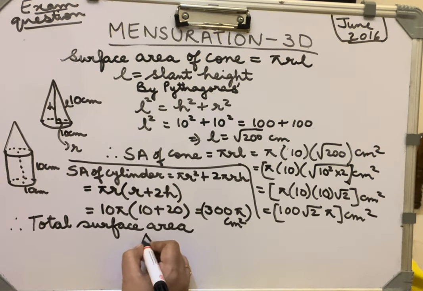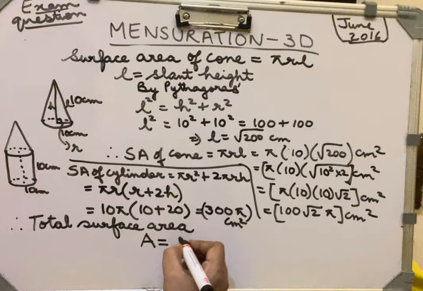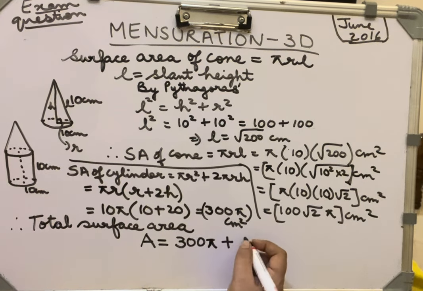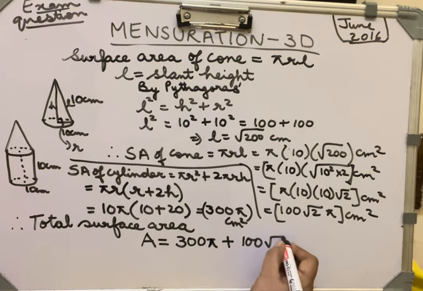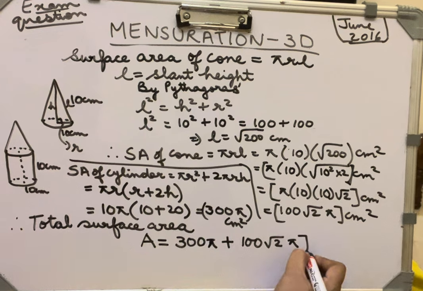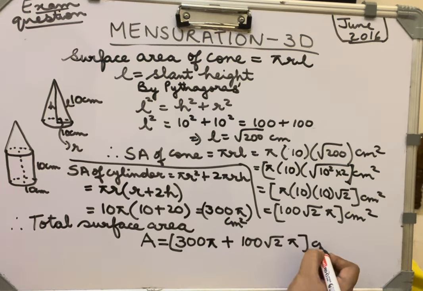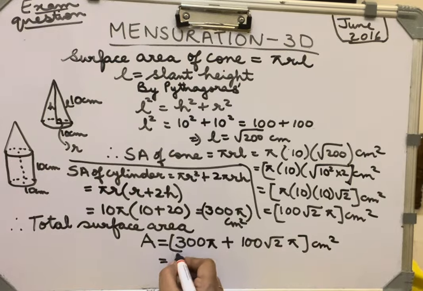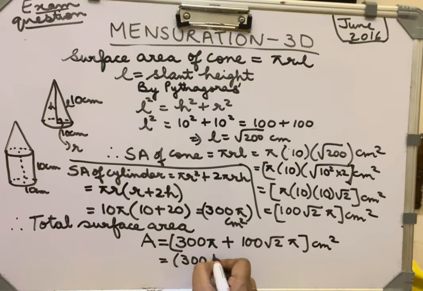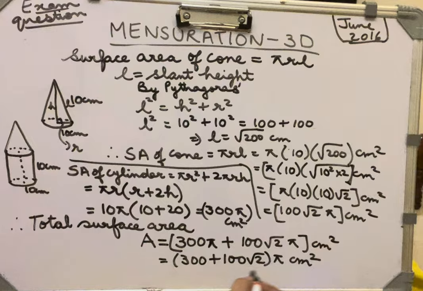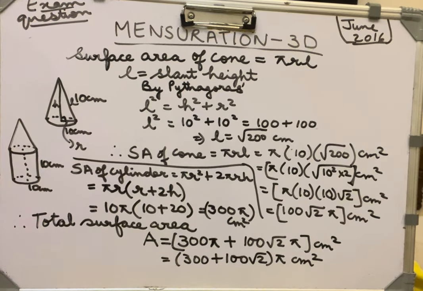Therefore, total surface area A will be 300 pi plus 100 root 2 pi cm square. Now taking the common value pi, what do we get? (300 plus 100 root 2) pi cm square. So this is what we had to prove.